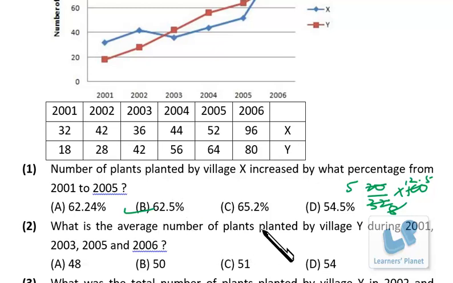What is the average number of plants planted by village Y during 2001, 3, 5 and 6? We take the average to be say 50. Let's see. Or in fact this calculation is really simple. You can do the calculation. 42 and 18, that is 60, 60 and 80, 140, 140 and 64, that is 204 divided by 4. So that's 51.